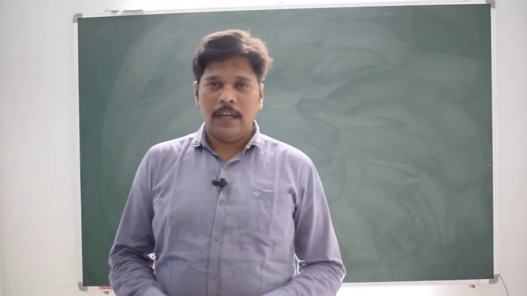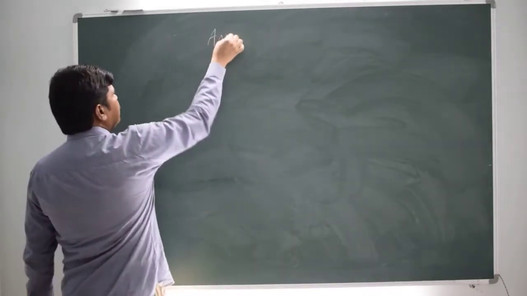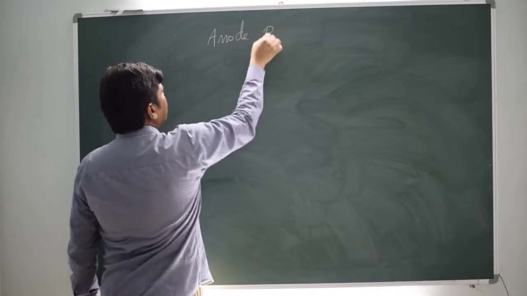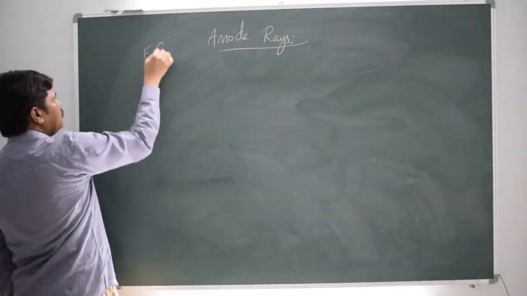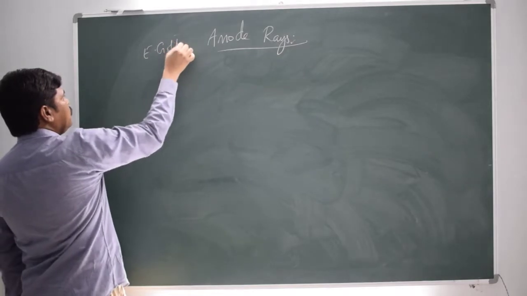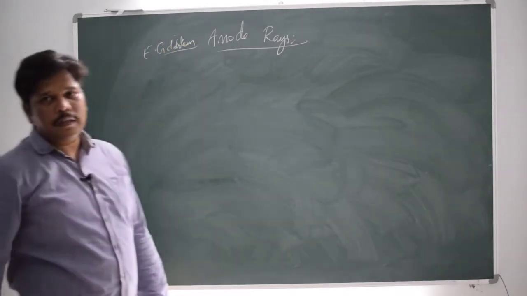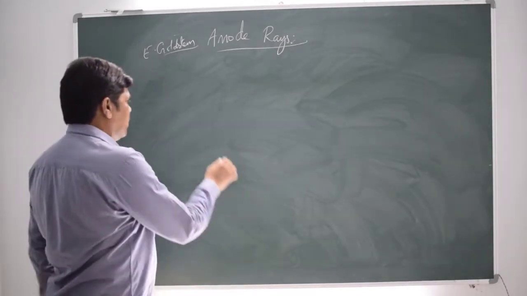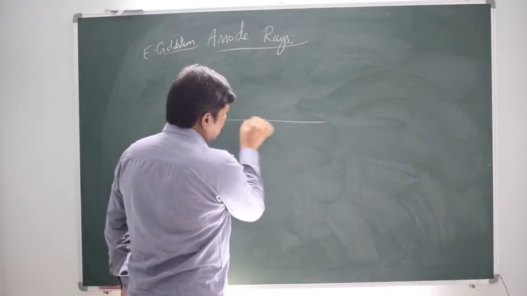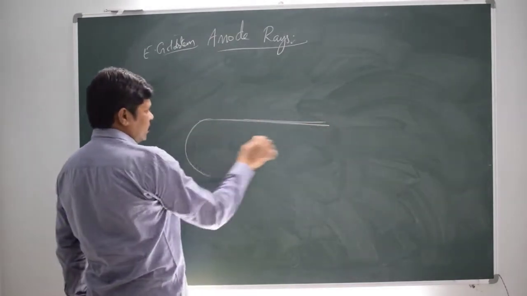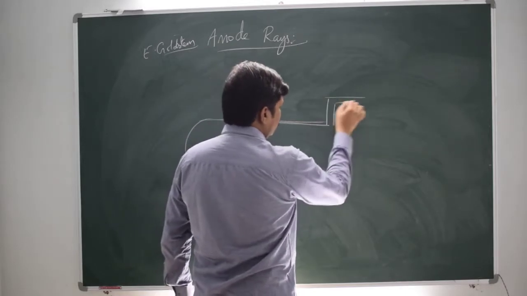A little modification, I will draw it on the board. So this is the anode ray discovery. Goldstein performed this activity on anode rays. He just modified the discharge tube. What he did was take the cathode with perforations. I'll tell you what exactly the perforations are. He used the same glass tube.